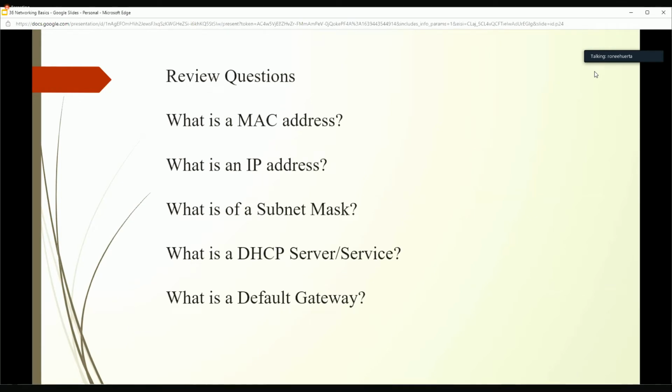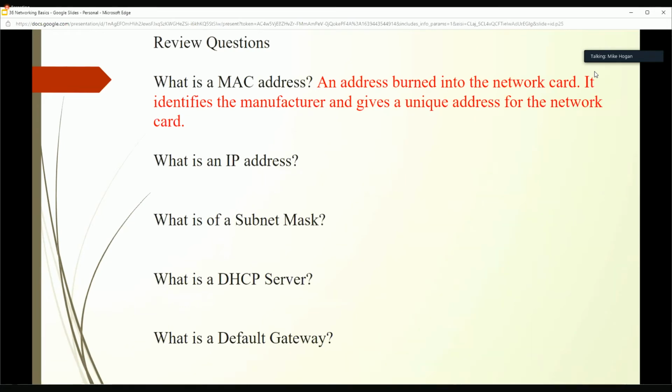I want to say the chip, but it's inside the, I guess like a chip itself, the card itself. Yeah. What do we call that card? The NIC card. Absolutely. Very good. So it's on the network interface card. It's that manufacturer given and burned-in address. And part of that unique address identifies the manufacturer as well.